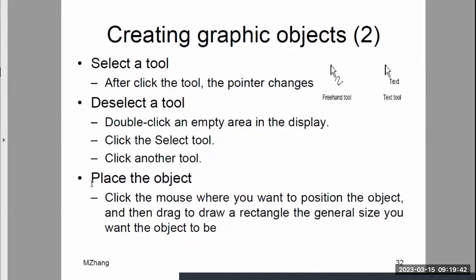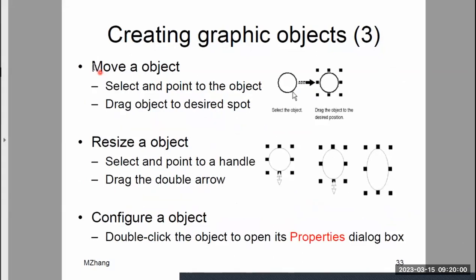I already demonstrated how you place the object. Click the mouse and you can start to draw, right? But maybe the first time you place the object on the display is not the place you want. You may want to change the location. Here's how. If you want to move your object to a different location, you can first select the object, and once you click it, the object is selected. You can start to drag, right? So I can demonstrate that.